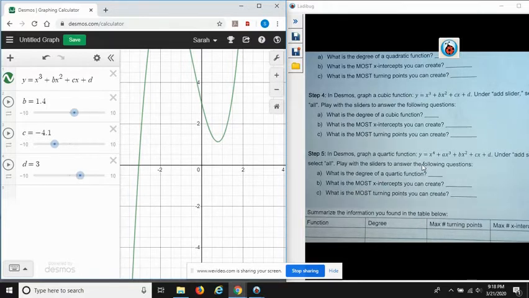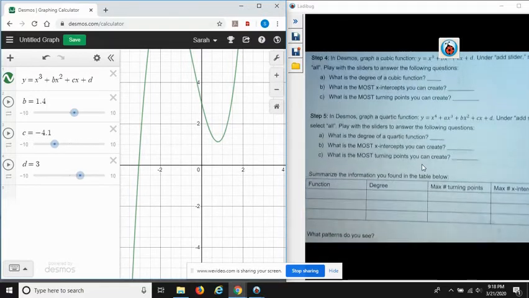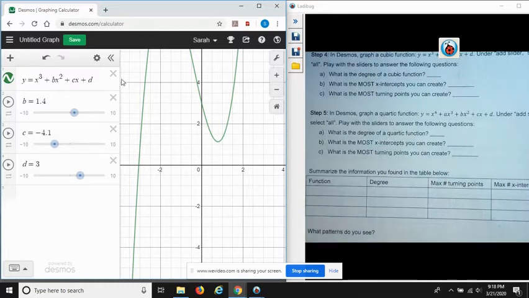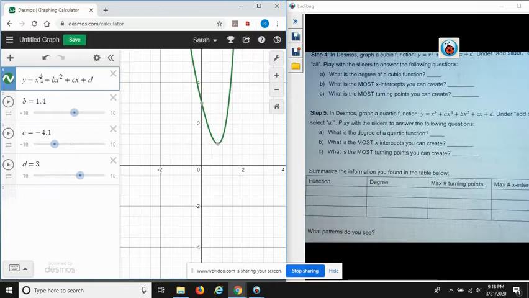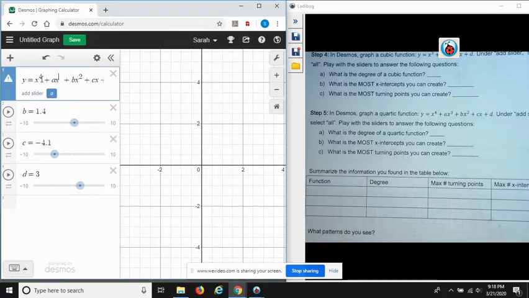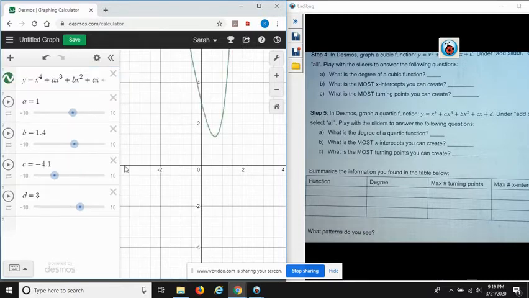Lastly, we're doing our quartic function. So I'm going to type it in exactly as it is. So I want to start off with x to the fourth. Then I'm going to add an ax cubed plus bx squared plus cx plus d, and we want to add our a slider. Okay, so now again, we want to just play around, see what happens.